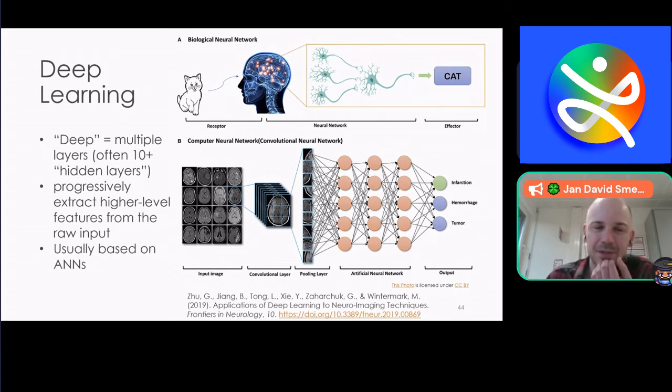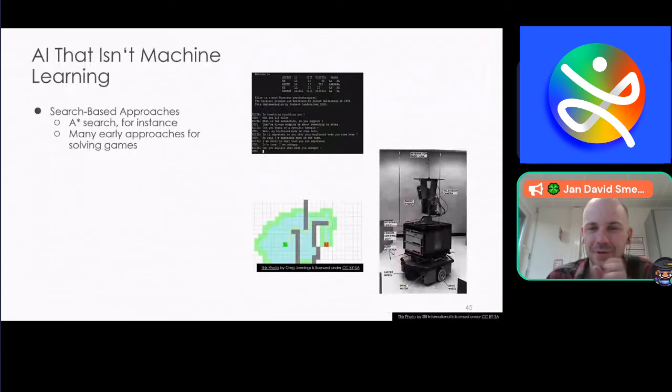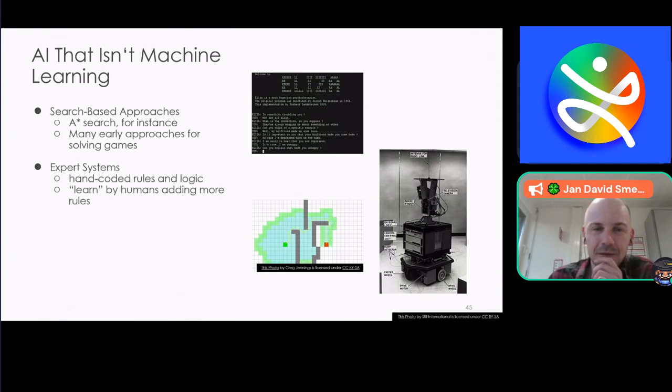So that's just to cover the most basic understanding. And of course, it's important to keep in mind that there are a lot of arguably artificial intelligence methods that are not machine learning, like search-based approaches such as the A-star algorithm. A lot of the techniques used in computer games. There are expert systems, as we mentioned earlier.